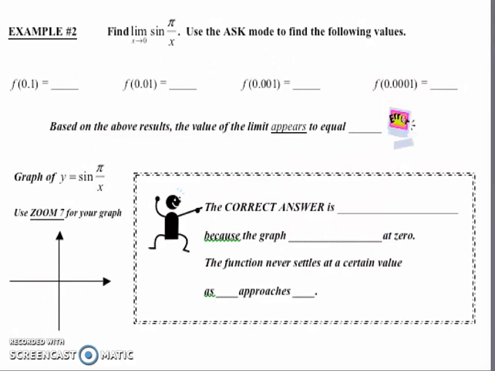The last example that we're going to look at today is probably the most interesting one yet. And here is where we're going to learn how to use that ask mode. Okay, so first of all, we need to plug this function into our calculator, and because we're dealing with a trigonometric function, we're going to have to change our calculator mode to radians.